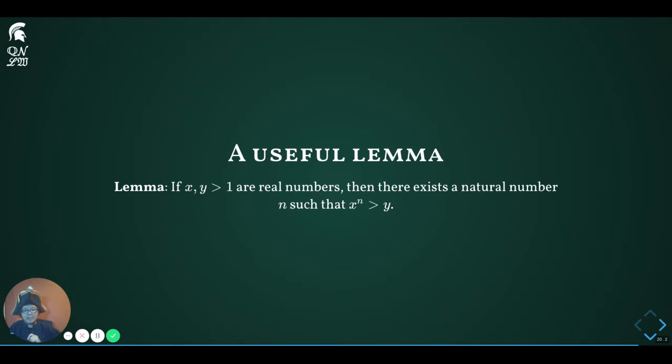It says that if x and y are real numbers that are both bigger than 1, then you can find a natural number n such that x to the power n is bigger than y. Remember, x to the power n is the n-fold product of x by itself.